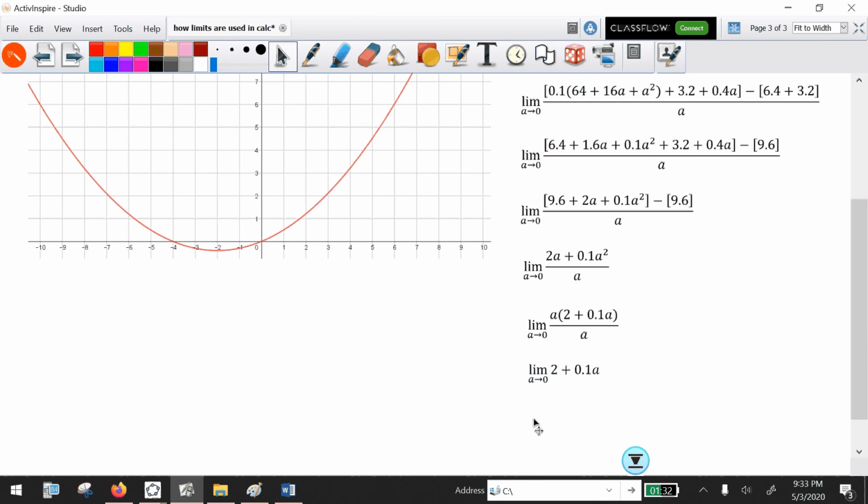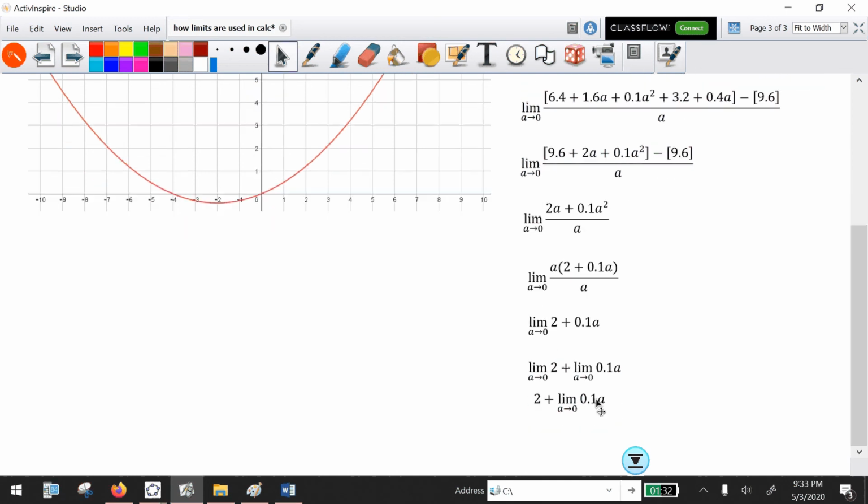And I'm going to split this limit up into 2 different limits. And the limit as a approaches 0 of the function 2, there's nowhere to plug in a, so that's just equal to 2. And then we have to do the limit as a approaches 0 of the function 0.1a. Well, 0.1 times 0, or something getting closer and closer to 0, is going to get you closer and closer to 0. So this ends up just being 2 plus 0, which is 2.